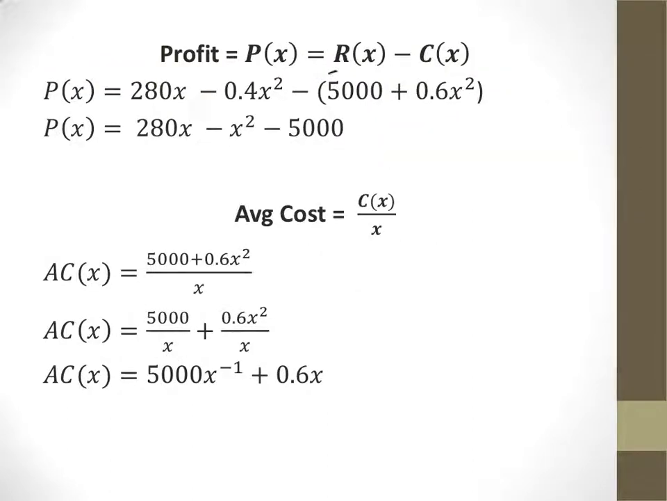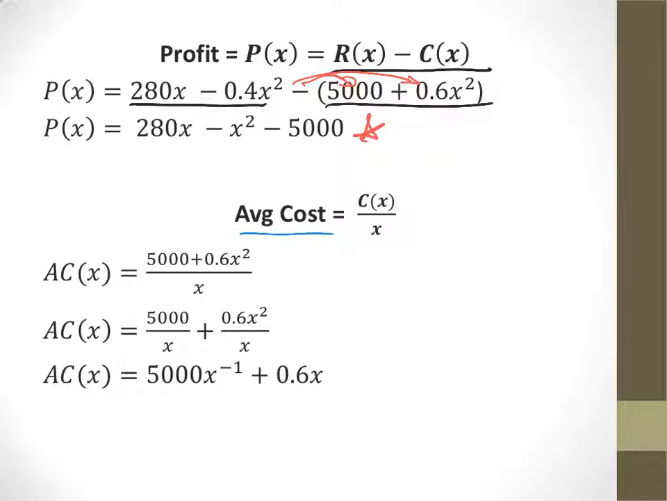So to find the profit, remember it's revenue minus cost. Here's the revenue portion. Minus cost, don't forget to go ahead and distribute that negative sign to both of these pieces. Then when you collect like terms, you get this as a profit function.